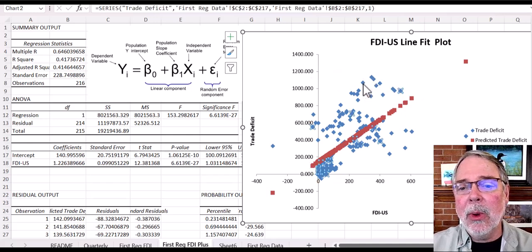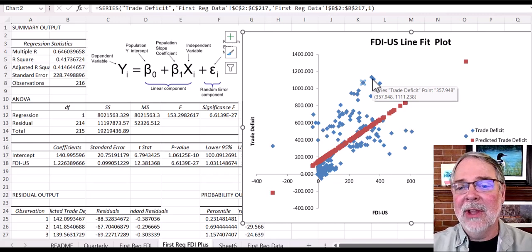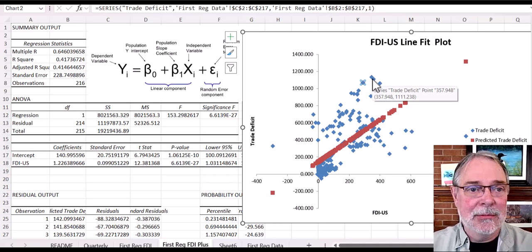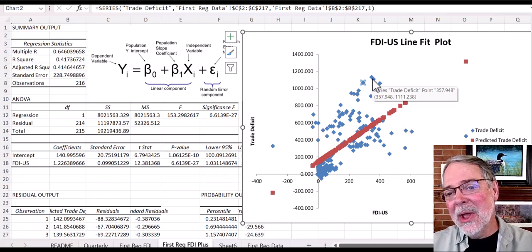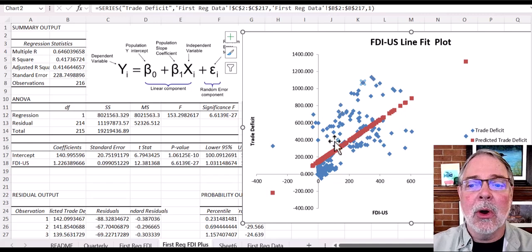Each point here, if I roll over it, is one of our observations. In this quarter, the foreign direct investment in the U.S. is $357.9 billion, and the trade deficit's 1111, right? That would be 1.1 trillion. So that's a lot. The thing is, though, each one of these is a scatter plot. These are all of our data.